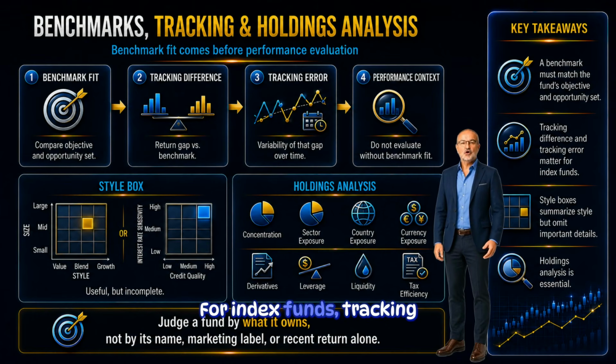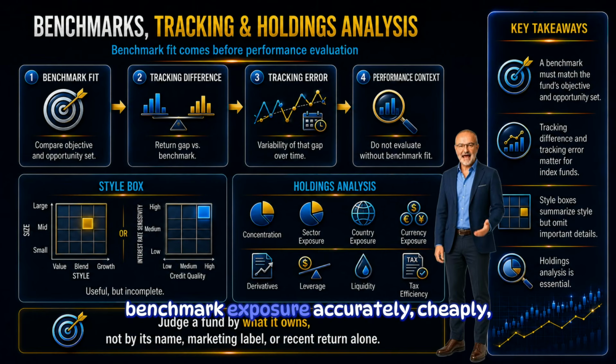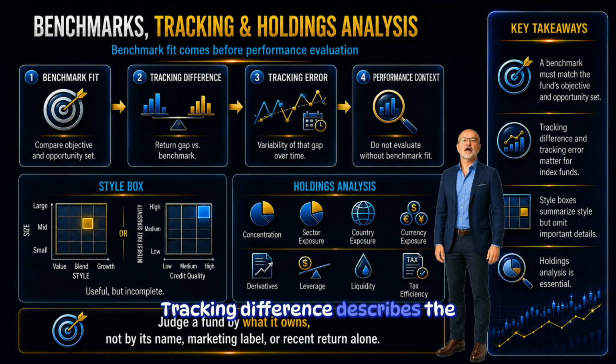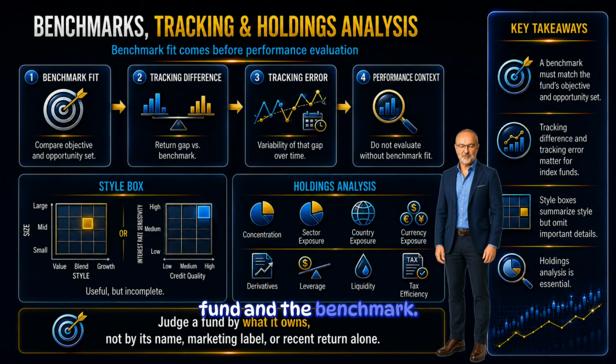For index funds, tracking is especially important. The fund should deliver benchmark exposure accurately, cheaply, and reliably. Tracking difference describes the return gap between the fund and the benchmark. Tracking error describes how variable that return gap is over time. The formulas can stay on screen, but the intuition is simple. One concept is about the gap, and the other is about how unstable that gap is. For active funds, tracking error can help show how different the fund is from the benchmark.